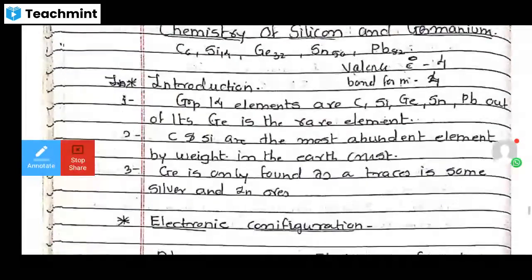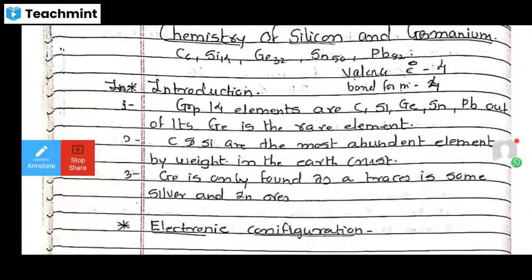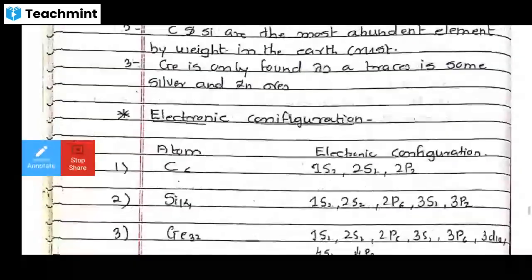The atomic number of silicon is 14. These are the group 14 elements, and the silicon family is the carbon family. Silicon has atomic number 14. Germanium, tin, and lead. These are the elements in the silicon family.